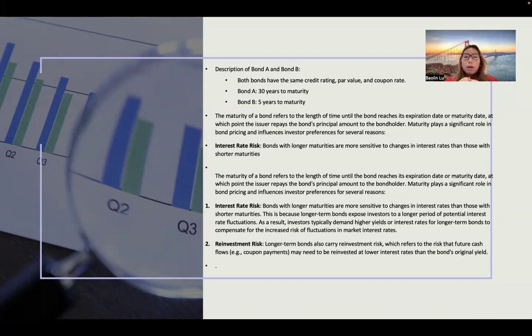The maturity of the bond refers to the length of time until the bond reaches its expiration date and maturity date, at which point the issuer repays the bond principal amount to the bondholder. Maturity plays a very significant role in bond pricing and influences investor preferences for several reasons. There's also interest rate risk. Bonds with longer maturity are more sensitive to changes in interest rate than those with shorter maturities.